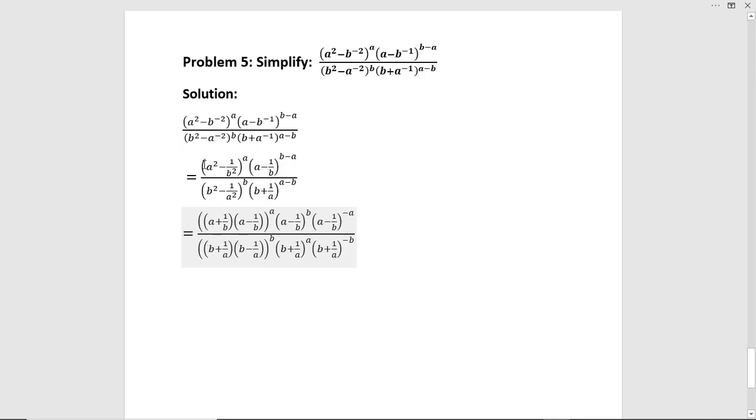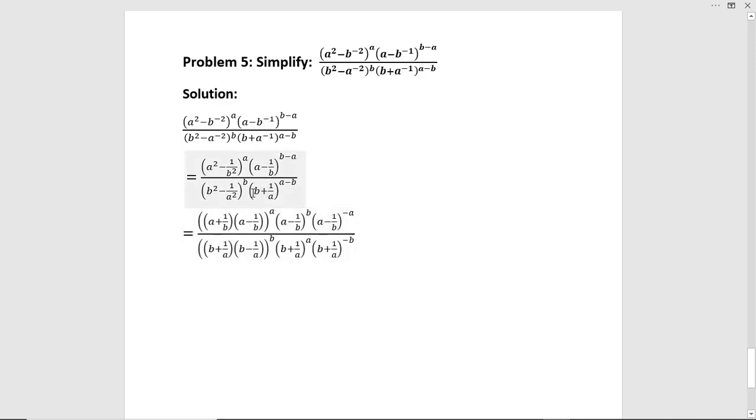So we have written the formula a plus b into a minus b, that is a plus 1 by b into a minus 1 by b. Also in the new denominator we can write b plus 1 by a into b minus 1 by a, and whole to the power a in the numerator, and in the denominator we have the same whole to the power b. And we have broken down the power here, a minus 1 by b whole to the power b minus a, that means a minus 1 by b whole to the power b into a minus 1 by b whole to the power minus 1.